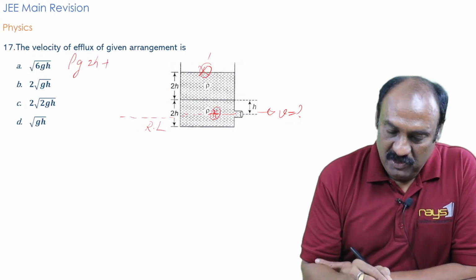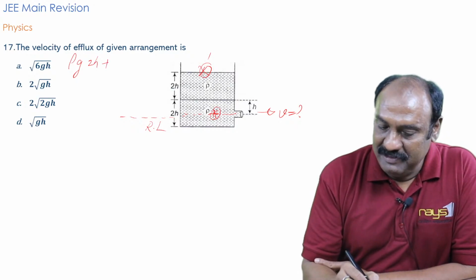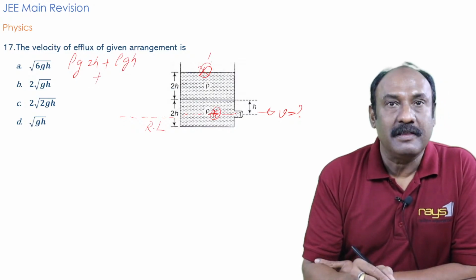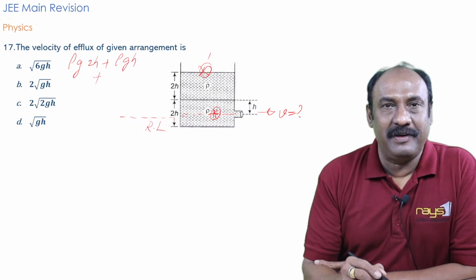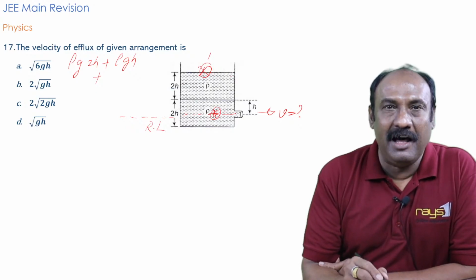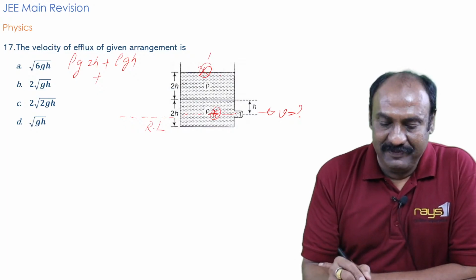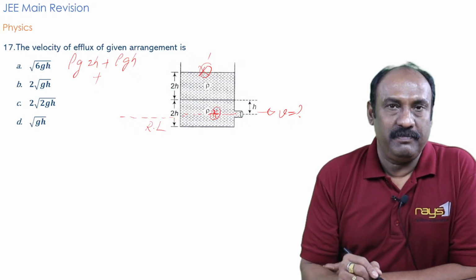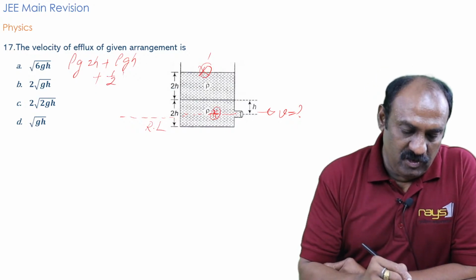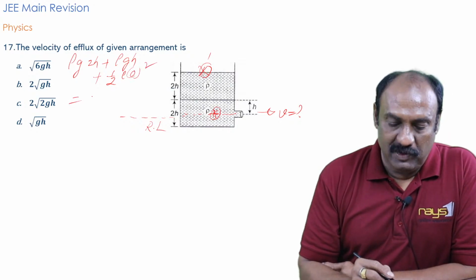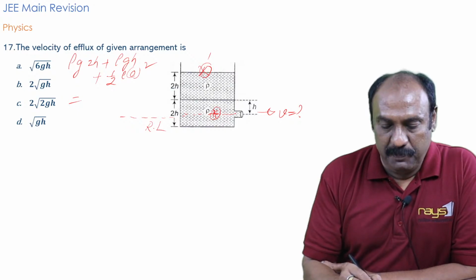2h plus rho g into h, only this is given as h, plus rho g into h, plus the velocity of the liquid. Practically, the velocity of the liquid in the beaker is almost taken as 0 when compared to the velocity of the liquid that comes out of the small hole. So due to that, here it is half rho into 0 square, which is equal to the total energy per unit volume at point 2.